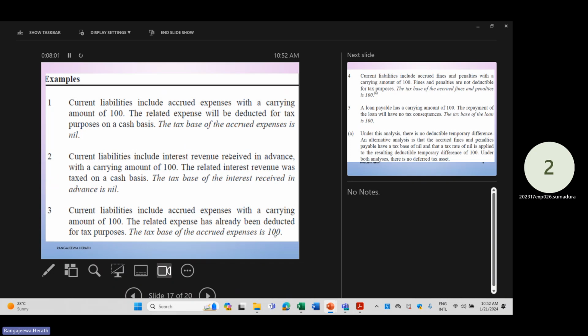Now we have a liability with carrying amount 100, tax base 0. So is the difference taxable or deductible? The carrying amount of the accrued expense is 100 because you debit the relevant expense. The relevant expense is taxed on a cash basis, meaning no debit to expense, no credit to liability. So tax base 0. Now carrying amount 100, tax base 0, of a liability. For an asset, this would be taxable. For a liability, it is deductible. So this 100 difference is a deductible temporary difference. That will create a deferred tax asset.